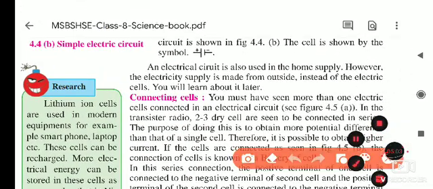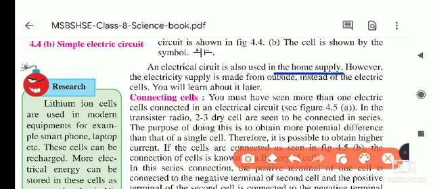An electric circuit is also used in home supply. Electric circuits are in our home too. The main switch is there, and from that main switch the connection comes inside the home. Inside, there are boards in some places. On those boards there are connections for the tube light, bulb, fridge, washing machine and vacuum cleaner.